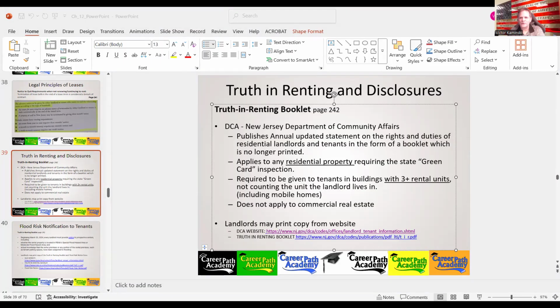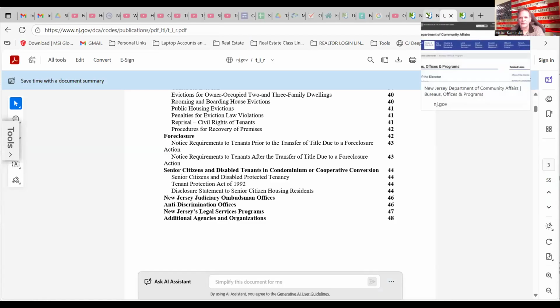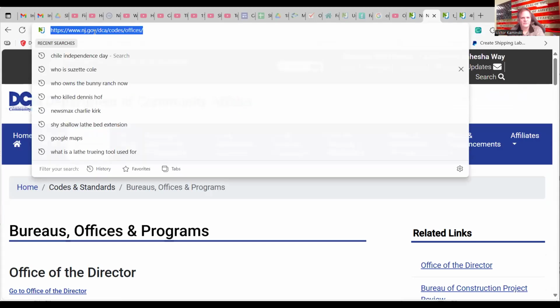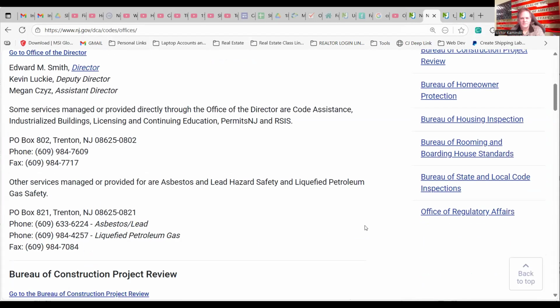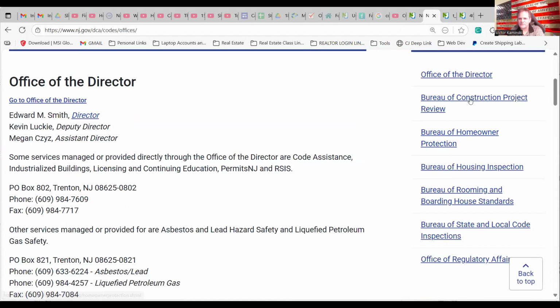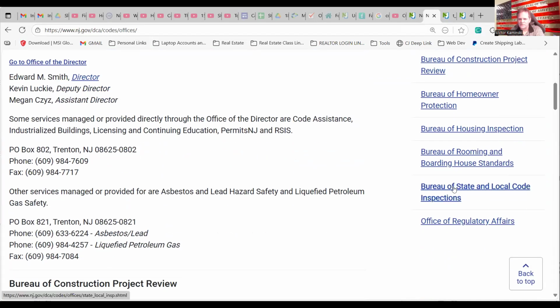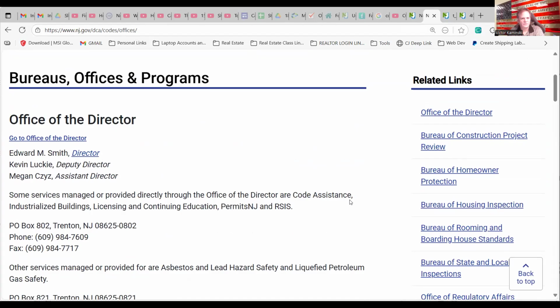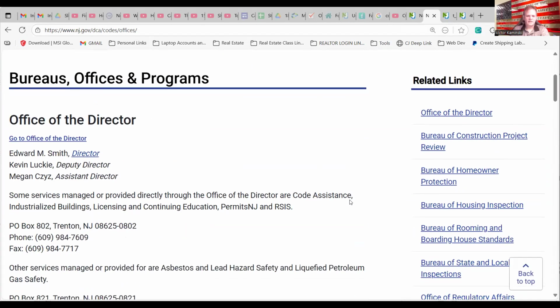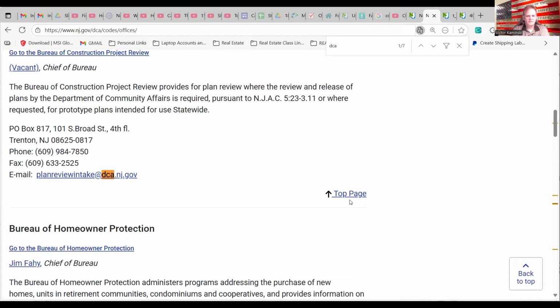Okay, so we go back to their website here. You know, I found it up here. Here's offices. Look at that. Okay, so offices of the Director, Bureau of Housing Inspection, state and local codes. We are just looking for DCA, right, in New Jersey?